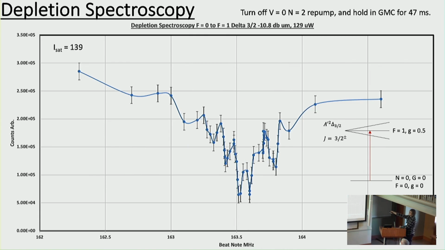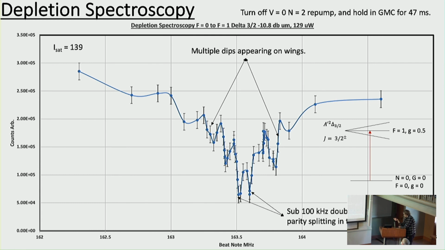And now we really see something quite interesting. So now we see multiple dips appearing on the wings over here on the left and right. But what we really see, which is quite interesting, is a sub 100 kilohertz doublet that matches exactly the parity splitting in the delta state. That was predicted many, many years, decades ago.